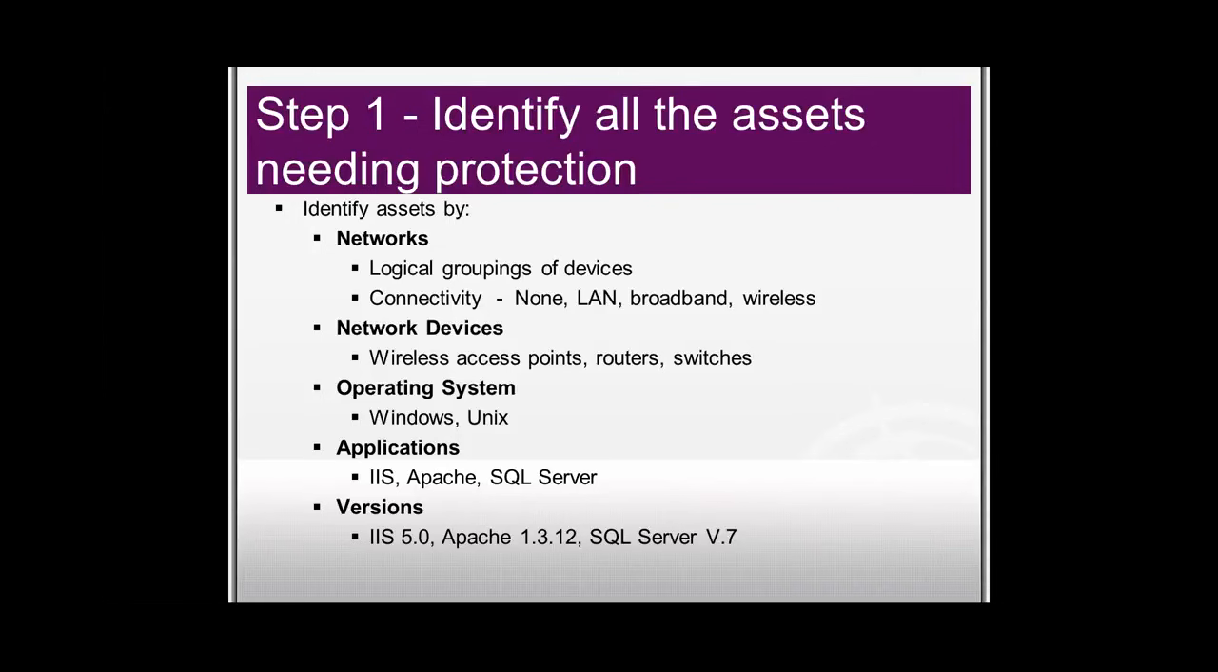First, as I said, you identify all the assets you need. So you identify your assets through things like your network assets, your network devices, operating systems, your applications, what versions you have, and so on. But in order to secure something, as I said before, it's important to first know that it exists, what it is, and where it's located. And you do that by identifying these assets I have here.